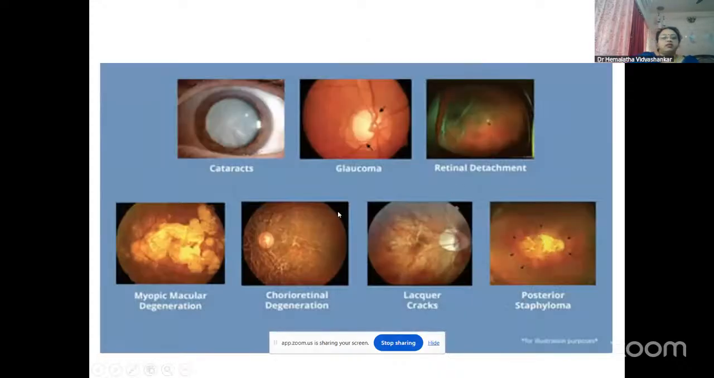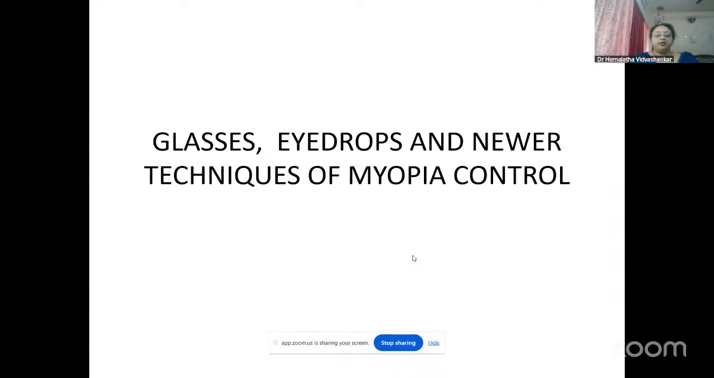So these are the various complications, like a myopic person can develop early cataract, early glaucoma. There can be chances of retinal detachment, and then other retinal problems like myopic macular degeneration, chorioretinal degeneration, other problems like lacquer cracks in the retina, and a condition called posterior staphyloma. Now coming to how do we treat this myopia and how we prevent its progression.